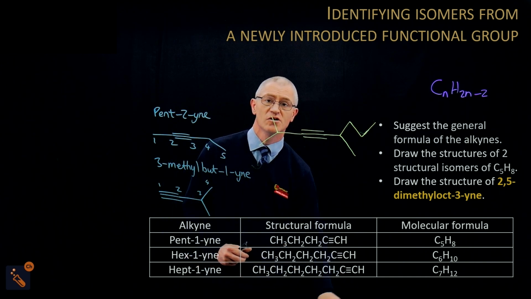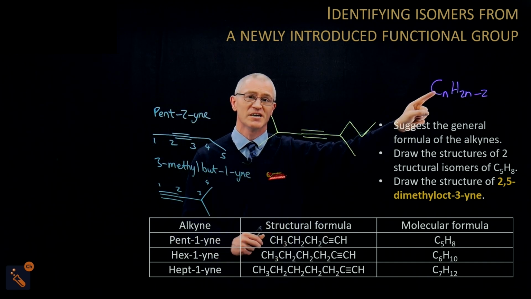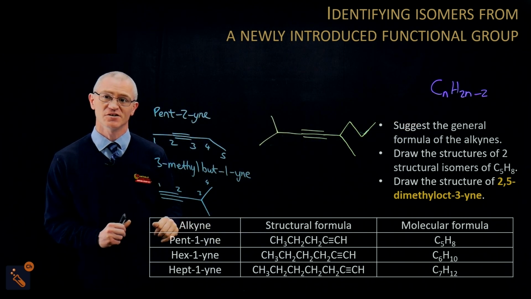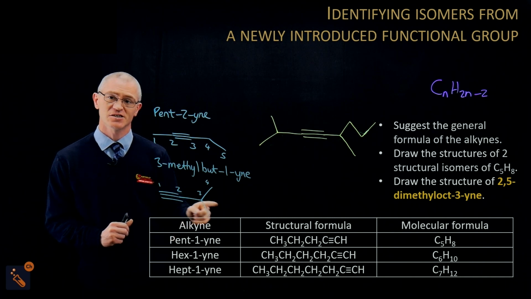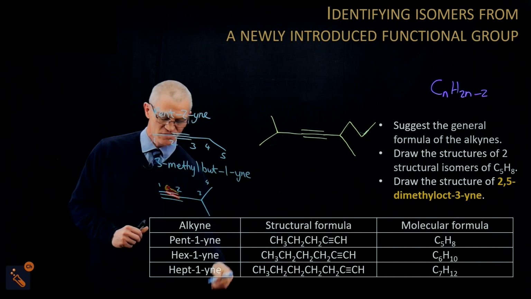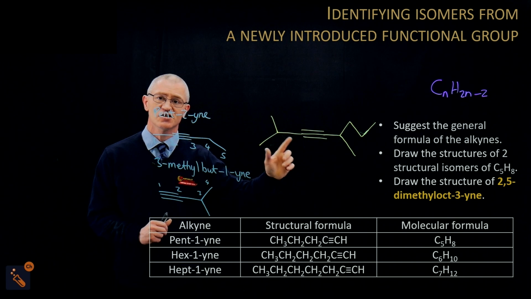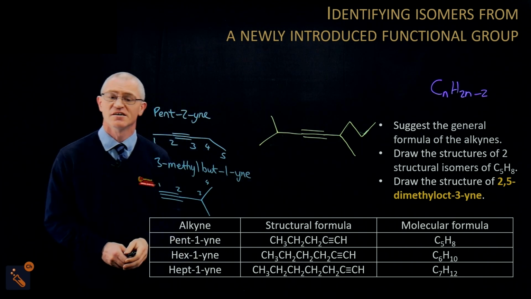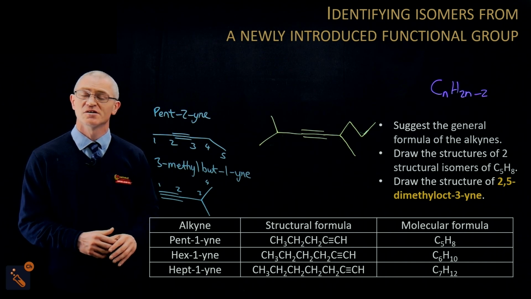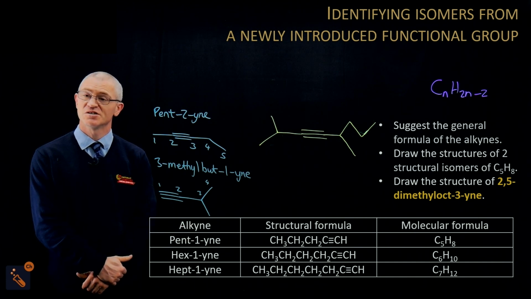Right, so you've got some beautiful skeletal structures going through the start. We worked out the general formula of the alkyne. We then went to 2 structural isomers of C5H8, because you've got the 5 carbons there. Just to make that clear, there's your 5th one down there. And then we've done 2,5-dimethyloct-3-yne. And that is how you take a newly introduced functional group and then do numerous questions about it using the information given to you in the table.